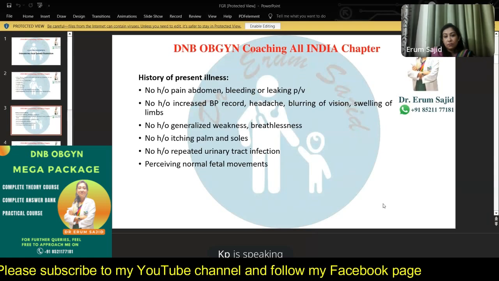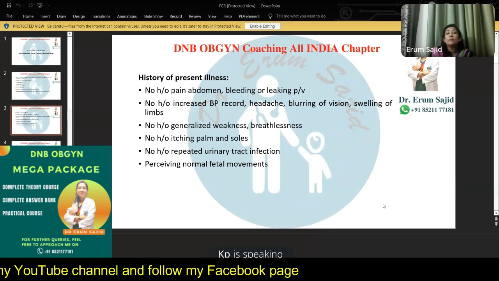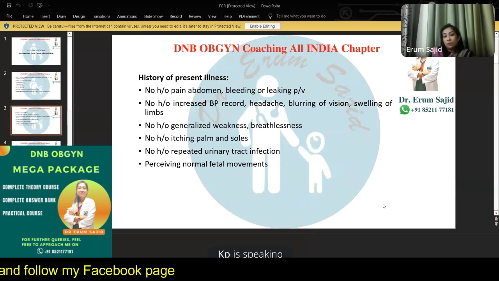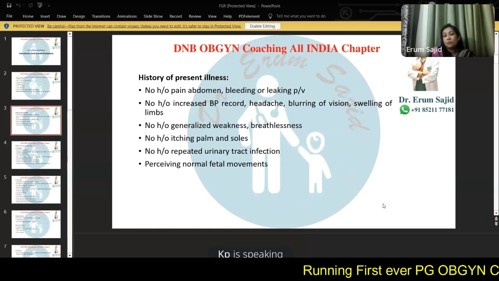There is no history of pain abdomen, bleeding or leaking PV, no history of increased blood pressure recorded, headache or blurring of vision, swelling of limbs, no history of generalized weakness or breathlessness, no history of itching palms and soles, and no history of any repeated urinary tract infection. She is perceiving normal fetal movements.